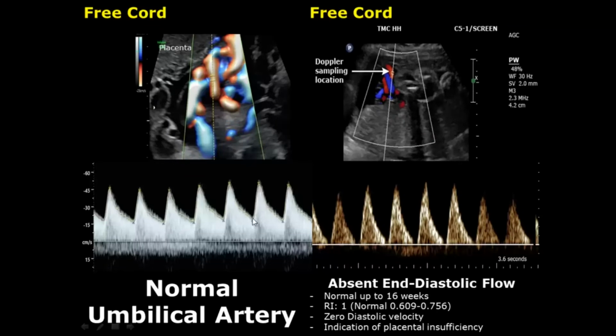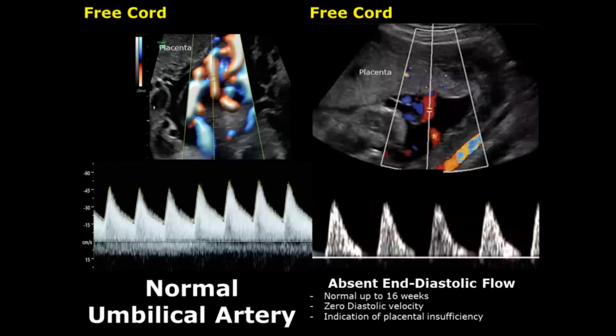The diastolic velocity is 0, and if spectral analysis is performed around 16 weeks, that is normal because at this stage the resistance is higher. So it is normal to see this graph in 16 weeks of gestational age. But if this is seen in the third trimester or after 16 weeks, then it is a sign of placental insufficiency. The resistive index is 1. It is high.